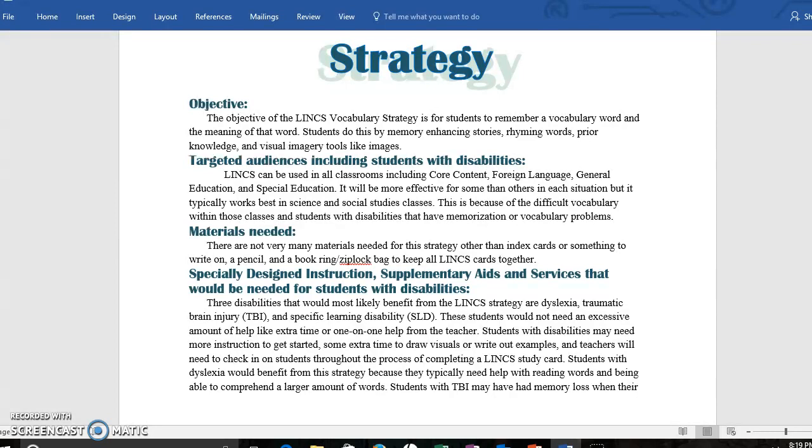It will be more effective for some than others in each situation, but it typically works best in science and social studies classes. This is because of the new and difficult vocabulary terms within those classes, and it would work really well with students with disabilities that have memorization or vocabulary problems. Materials needed are index cards or something to write on, a pencil, and a book ring or a Ziploc bag to keep all the links cards in. This strategy doesn't require very many materials, and you could change them and adjust them to however you wanted, which is really good.